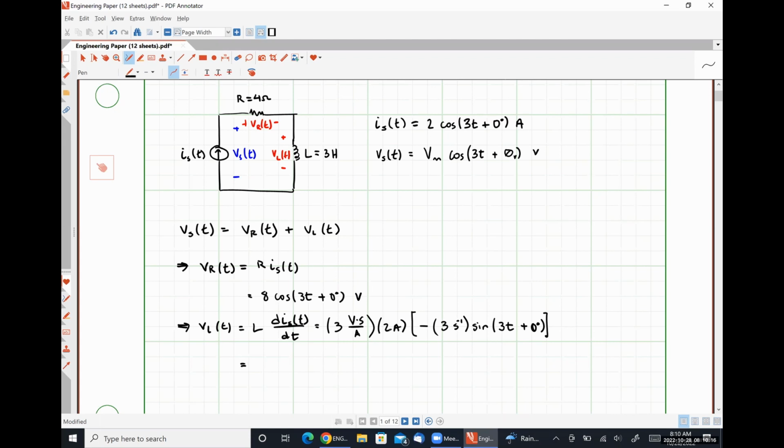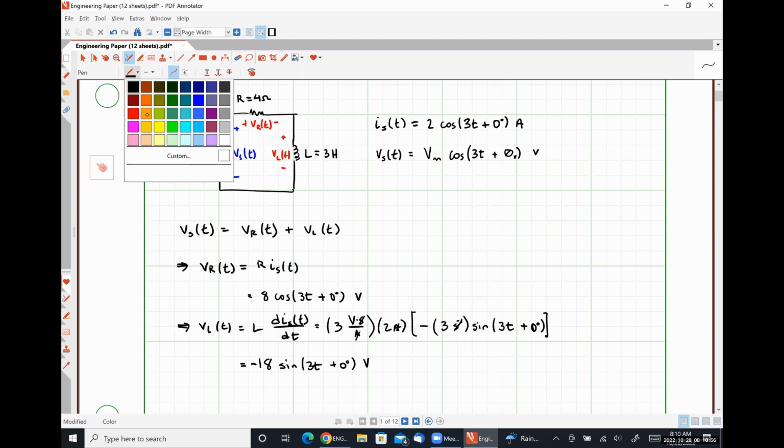And so we have 3 times 3 is 9 times 2, looks like 18 to me. There's going to be a negative sign out front. So we have amps canceling each other out, seconds canceling per seconds. So the unit of this is going to be volts, which makes sense because this is supposed to be a voltage. I'm just trying to make sure I'm dimensionally accurate. Sine 3t plus 0 degrees volts. Okay, I'm going to put a box around these things for now.